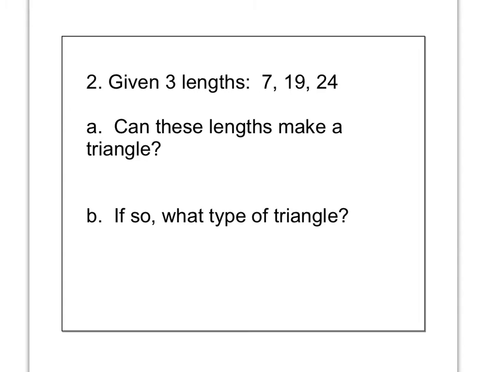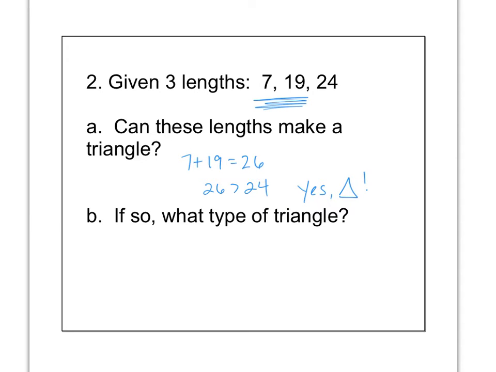Number 2, given 3 lengths, 7, 19, and 24, can these lengths make a triangle? Well, remember, you want to take the 2 smaller ones and add them together. So 7 plus 19 is 26. Is that more than 24? Yes, it's greater than 24. So yes, you can make a triangle.